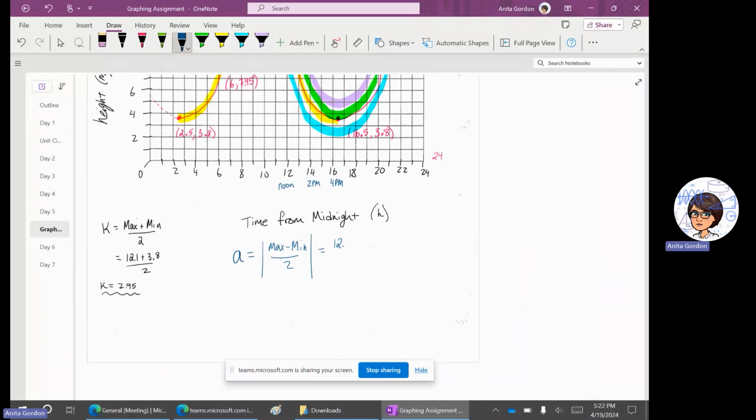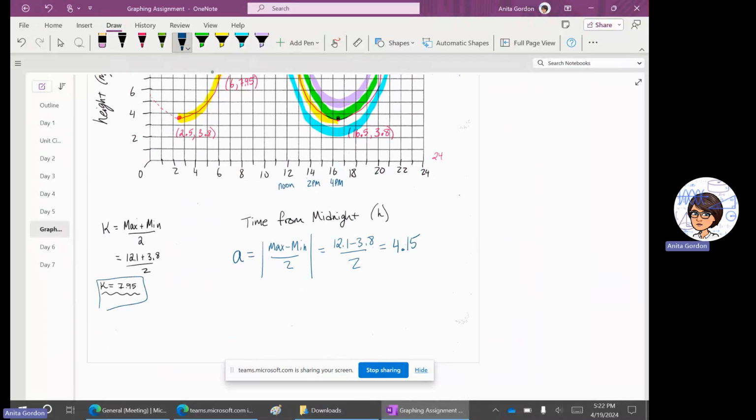And just a reminder, this is how we find amplitude. So 12.1 minus 3.8 all divided by 2. I believe this is going to give me 4.15. I'm just going to double check on my calculator. I did this earlier today. There we go. So my amplitude is 4.15.